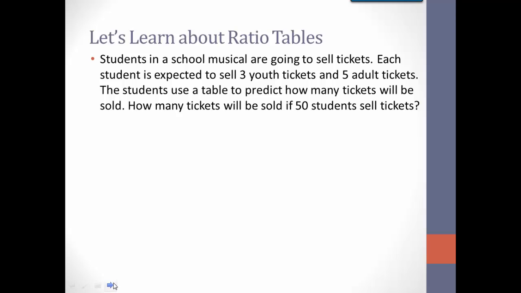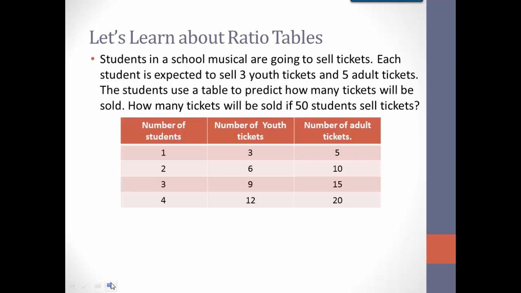Students in a school musical are going to sell tickets. Each student is expected to sell 3 youth tickets and 5 adult tickets. The students use a table to predict how many tickets will be sold. The question is, how many tickets will be sold if 50 students sell tickets? Here's our table. We have listed the number of students, the number of youth tickets, and the number of adult tickets. We see that for every 1 student, just as it said, each student is expected to sell 3 youth tickets and 5 adult tickets.